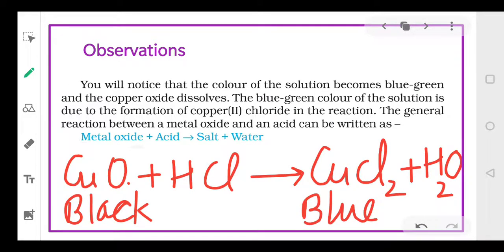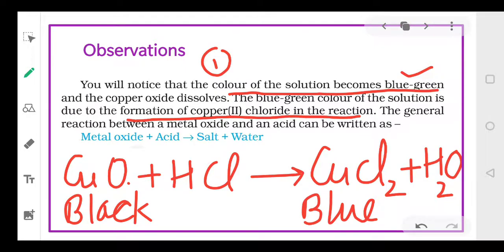Now the observations. We will observe that the color of the solution changes to bluish green. This is your first observation. The color of the solution changes to blue-green. And second is the formation of copper chloride in the reaction. This is your second observation. So we will observe that the solution turns blue-green, and secondly there is a formation of copper chloride in the reaction. Clear, students?